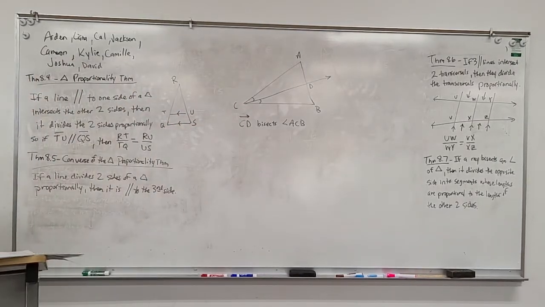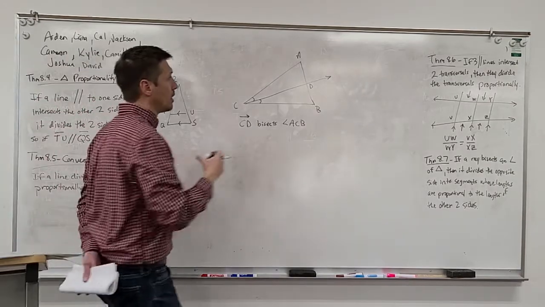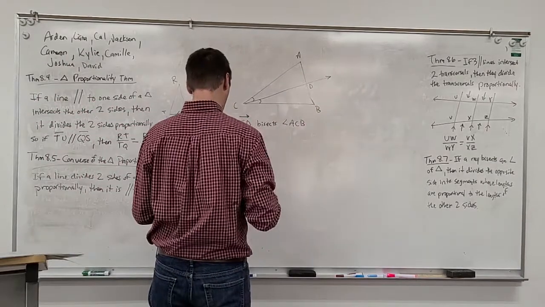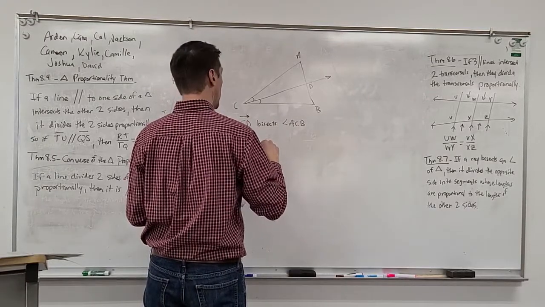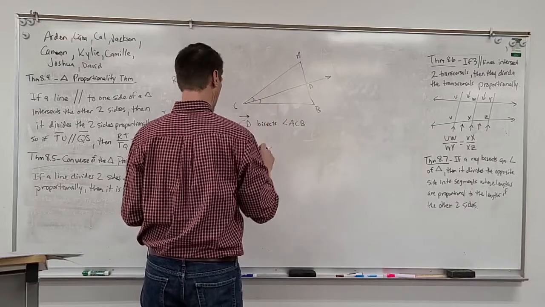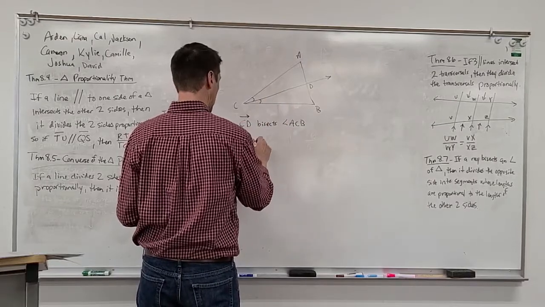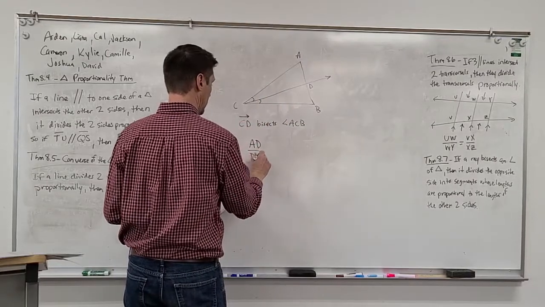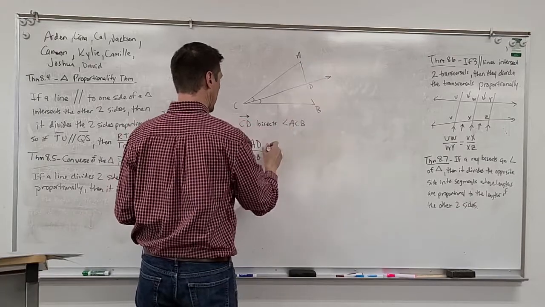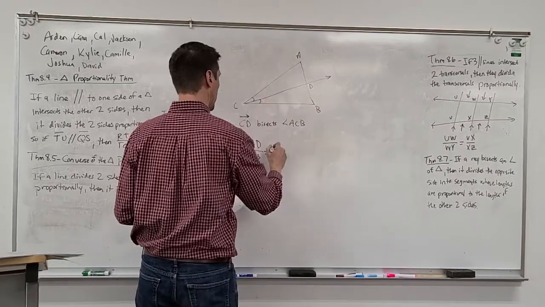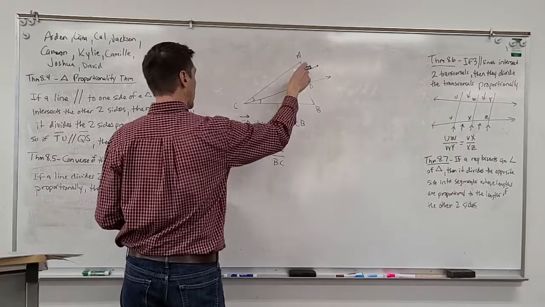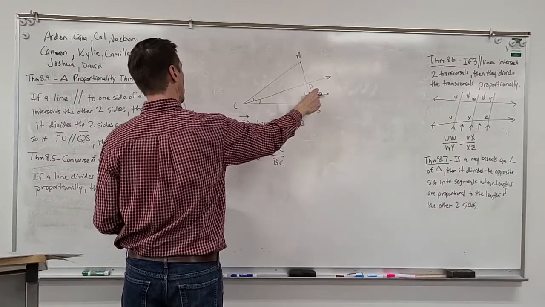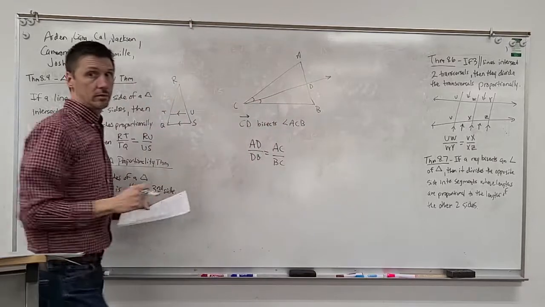And so what this says is that for a triangle, if that's the case, then these sides here have to be proportional to the other sides. So AD over DB, this side to this side, has got to be equal to AC over BC. So this side over this side has got to be equal to this side over this side. Okay?